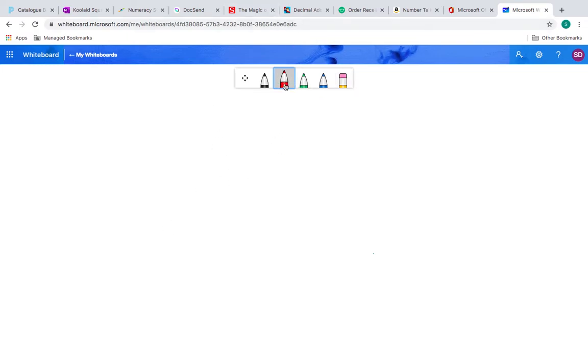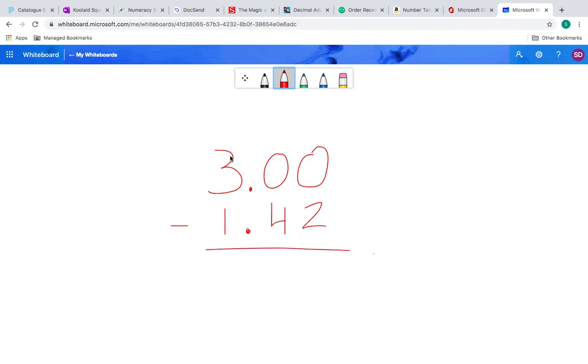So if we had 3.00 minus, actually, I'm going to make this 1.42. Again, we'd have to regroup multiple times. So it's easier just to make this 1 less than 3.00, which would be 2.99.